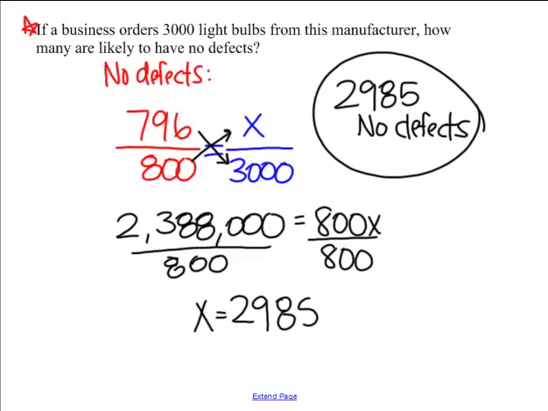And this is something companies actually do when they figure stuff out. They test a small sample size and then use that probability to extrapolate your data into something way bigger so that they're not actually counting out 3,000 light bulbs.